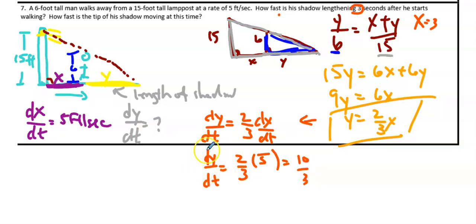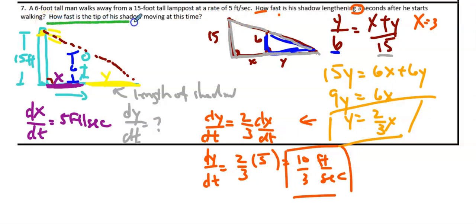And again, because it's not a volume or an area, the units are simply feet per second. Okay, so that's the first part of that question. So this is part A. That's the answer to this first part. The second part of the question is how fast is the tip of his shadow moving at this time? How fast is this moving?